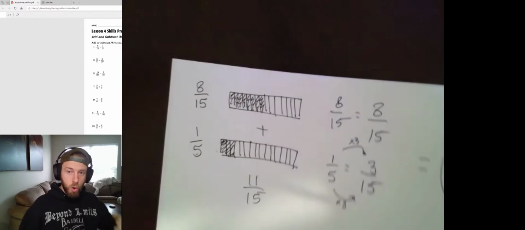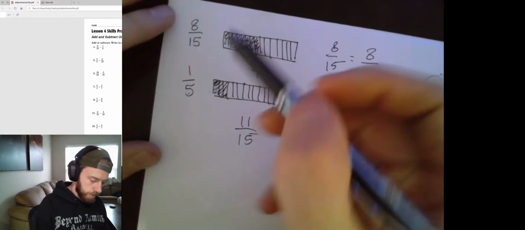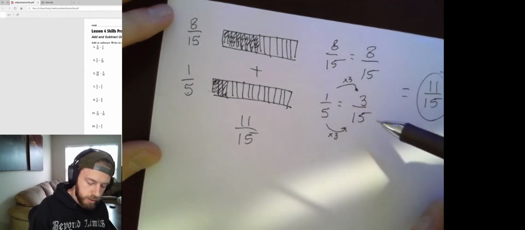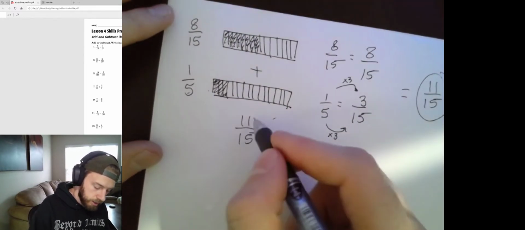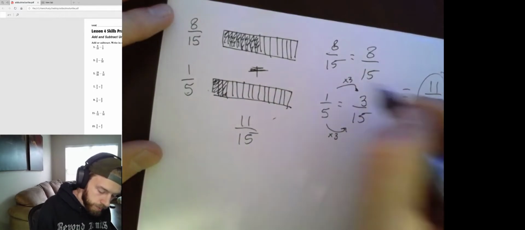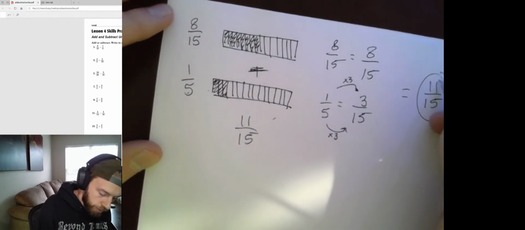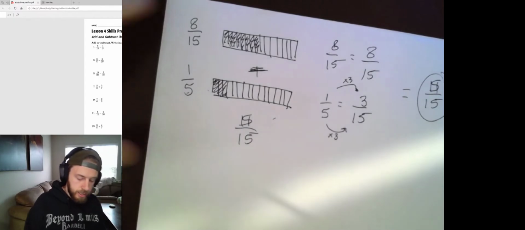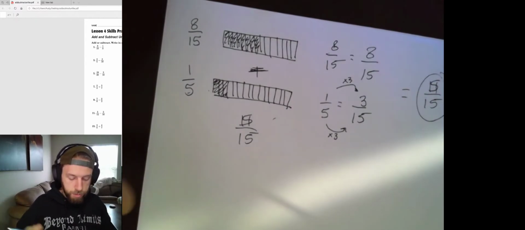Oh, I'm sorry, that's a subtraction problem. Whoo! Good thing I caught that one and don't look like a total idiot. 8/15 minus 3/15 actually gives you guys, this is a subtraction problem. So this should be 5/15 because 8 minus 3 is 5.